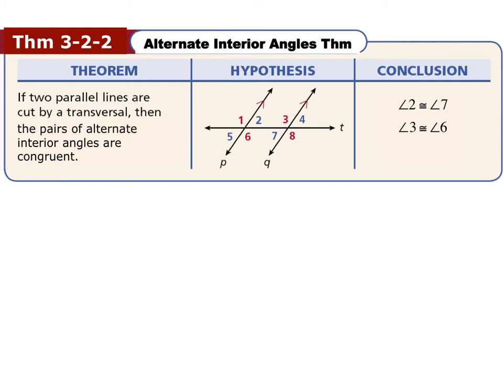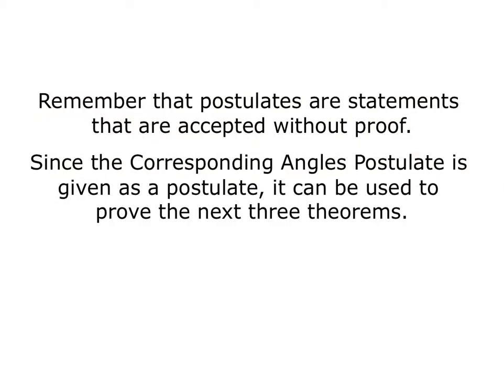You really can't. So the first one out of what we're discussing here was the postulate, and then these other ones are theorems because you can get these proven based upon the first one we talked about. So alternate interior angles would be like angle 2 and angle 7, angle 3 and angle 6, they will be congruent.